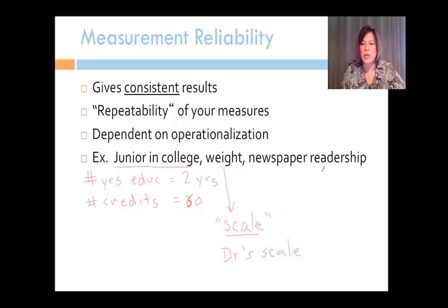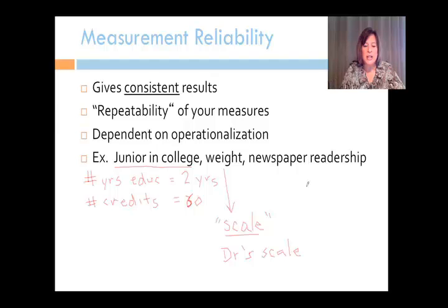Let's look at newspaper readership in terms of reliability. If you ask somebody, how many times have you read the newspaper in the last week? They might be able to tell you that. But if you ask somebody today, how many times have you read the newspaper in the last year, and then you go to that same person a week from now and ask again, it most likely won't be a very reliable measure because they would probably come up with different numbers, even in a week's time period.